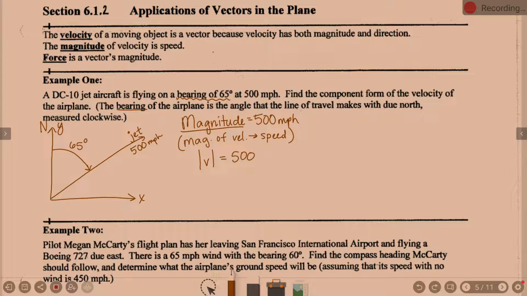Yeah, 90 minus 65, because here's the deal, guys. Your direction angle is based off of the x-axis. Is 65 degrees off of the x-axis? It is not. It is doing 90 minus 65, which is 25. So the other piece of information, in order to do this problem, we need the direction angle. And in order to do that, 90 degrees minus 65 degrees, which is 25 degrees.